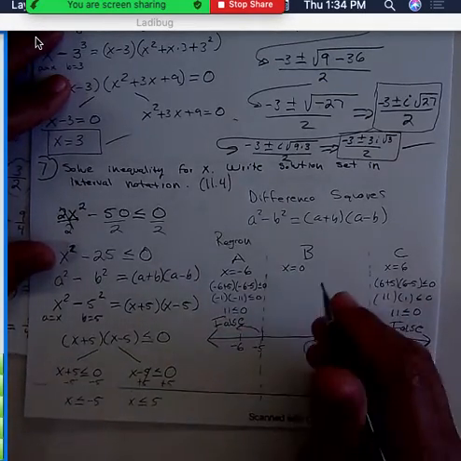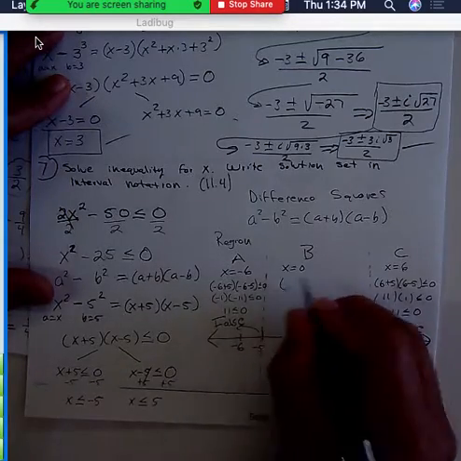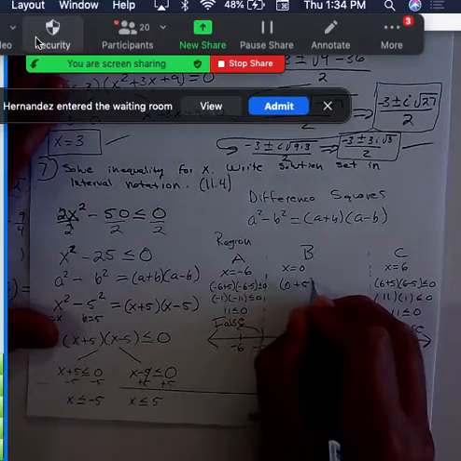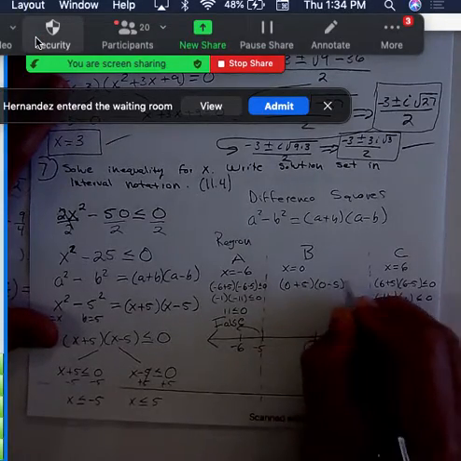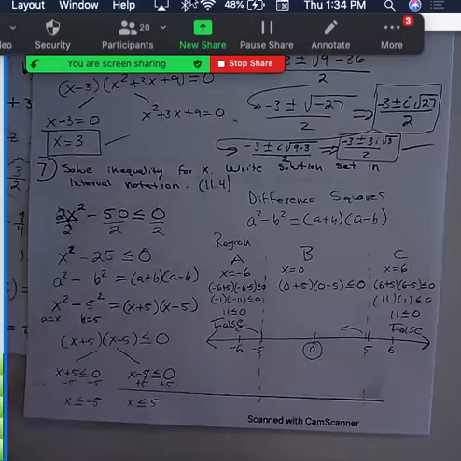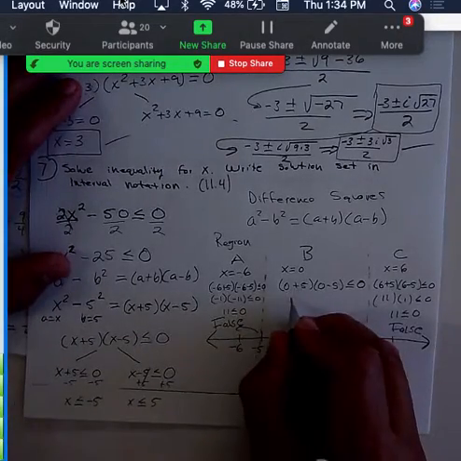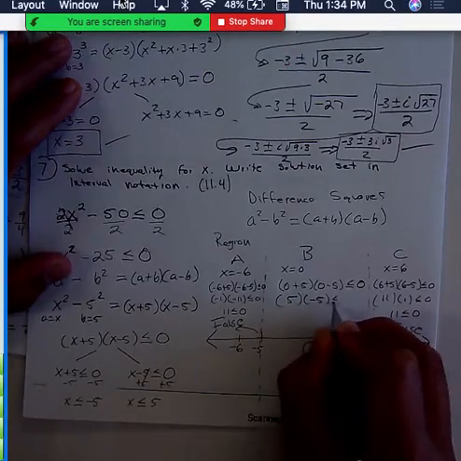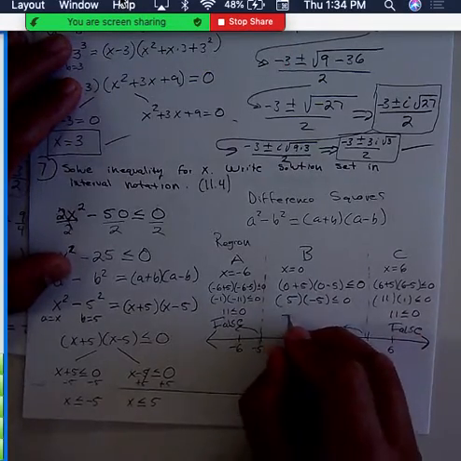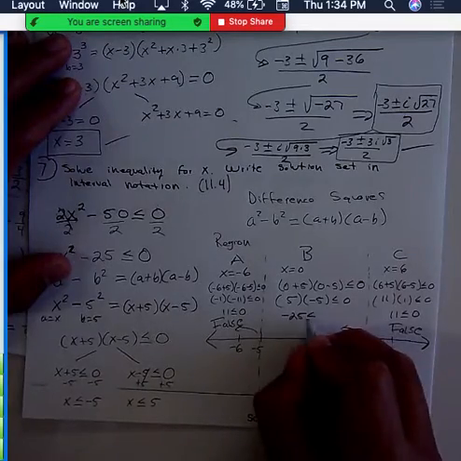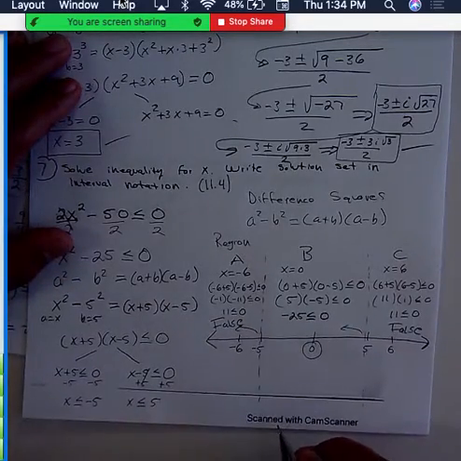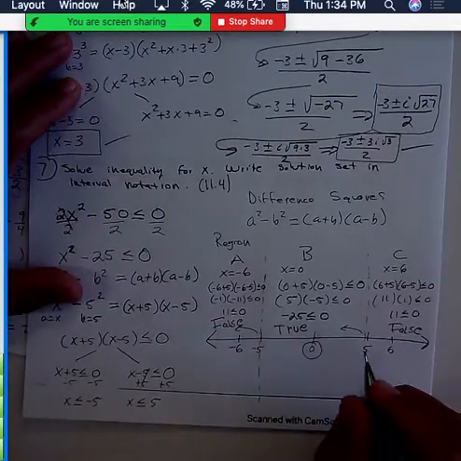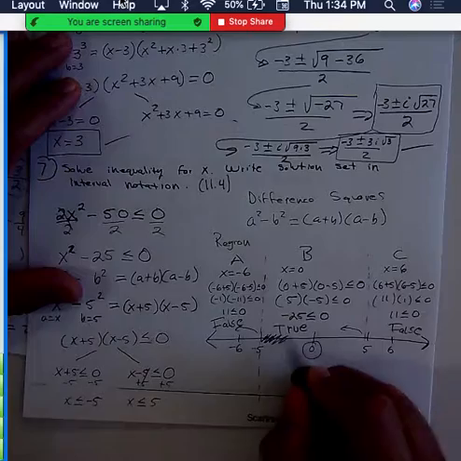Now let's check the middle one. So x equals 0. Let's check this region. So 0 plus 5, 0 minus 5 has to be less than or equal to 0. This gives you 5. This gives you negative 5. 5 times negative 5 gives you negative 25. Is negative 25 less than or equal to 0? Yes, so this is a true statement. So that means the solution lies in the middle here.